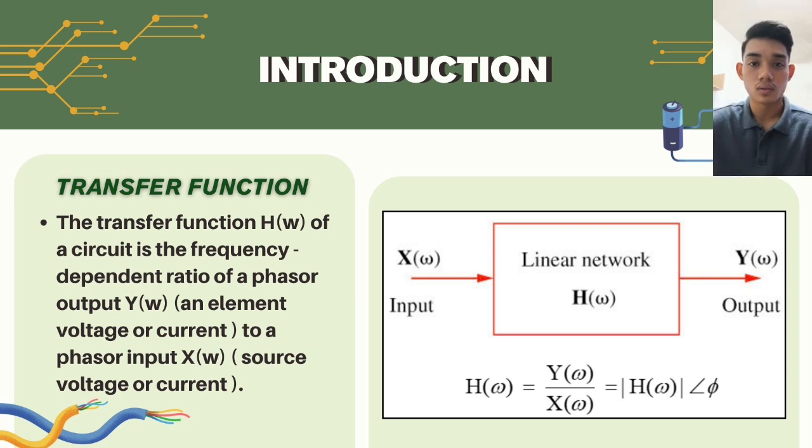1124100226. So today I will present about introduction of transfer function. The transfer function H(ω) of a circuit is the frequency dependent ratio of a phasor output Y(ω), which is an element voltage or current, to a phasor input X(ω), source voltage or current. So the formula used to find the H(ω) is Y(ω) over X(ω).